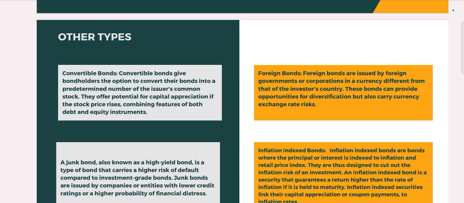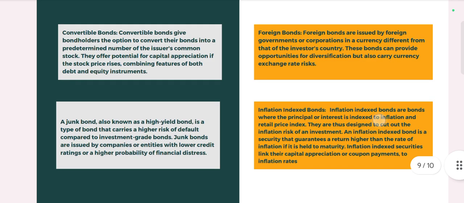Second is foreign bonds. Foreign bonds are issued by foreign governments or corporations in a currency different from that of the investor's country, and these bonds can provide opportunities for diversification but also carry currency exchange rate risk. A junk bond, also known as a high yield bond, is a type of bond that carries a higher risk of default compared to investment grade bonds. These bonds are issued by companies or entities with lower credit ratings or a higher probability of financial distress.